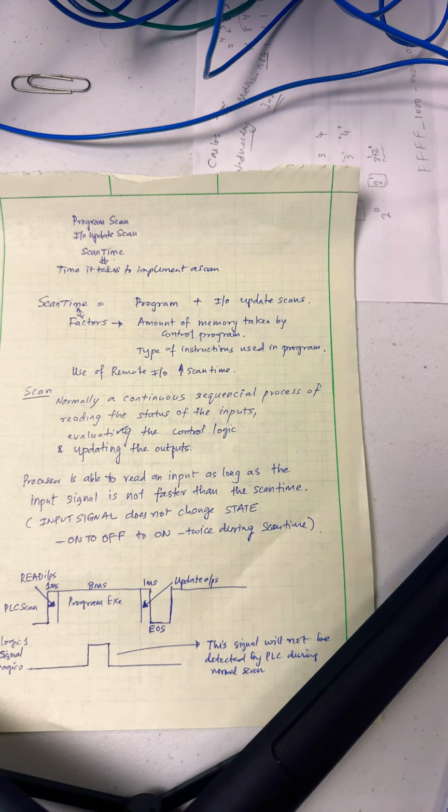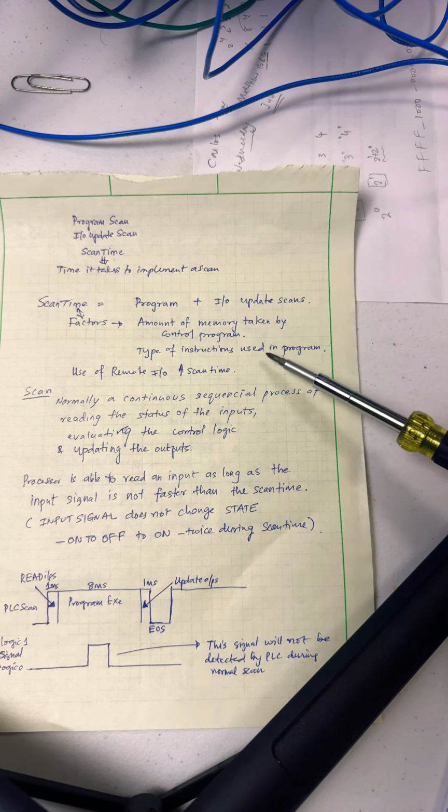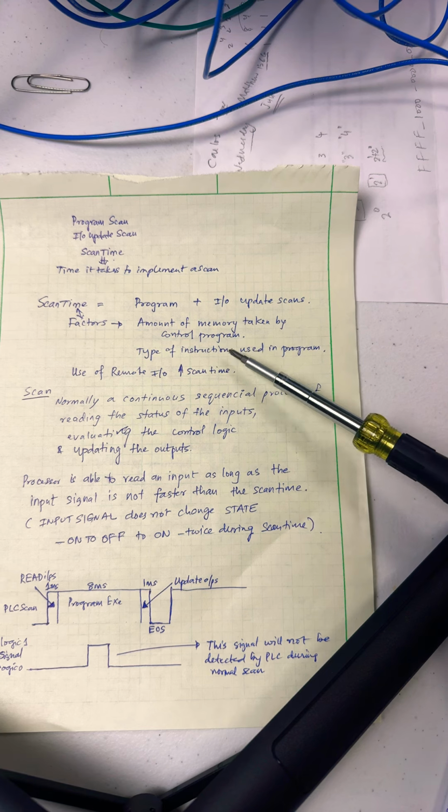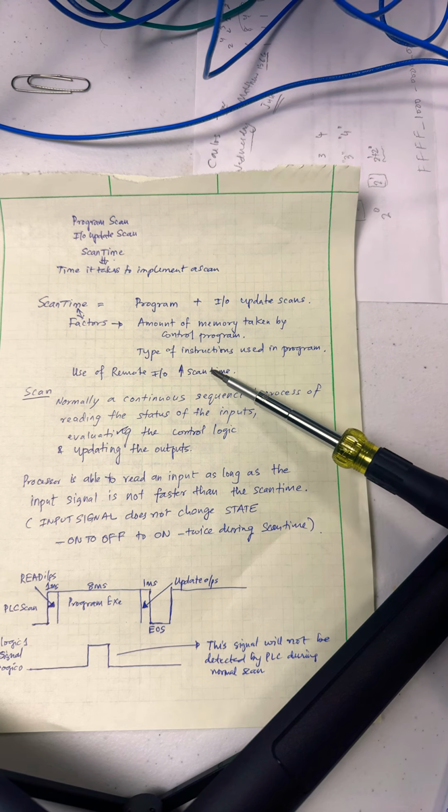a PLC. Scan time of a PLC is nothing but the total amount of time the PLC takes to complete the execution of the program and do IO update scans. There are two important factors that determine the total scan time: the amount of memory taken by the control program and the type of instructions used in the program.